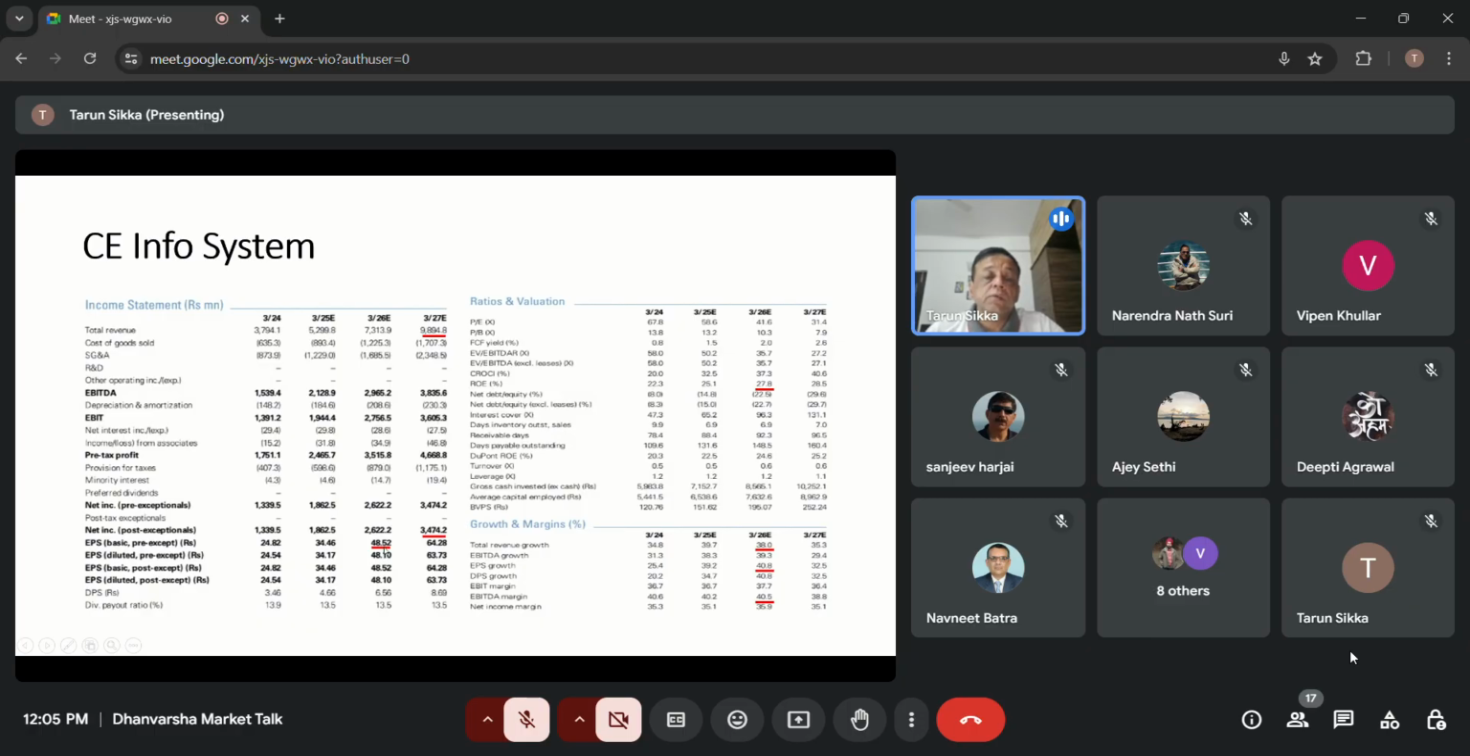So you can do multiplications here. 48.5 is the expected EPS, give a PE of roughly around 50, 60. So it should easily trade between 2500 to 3000.